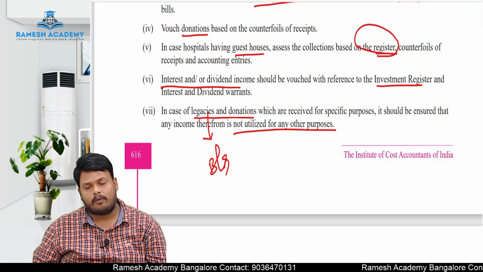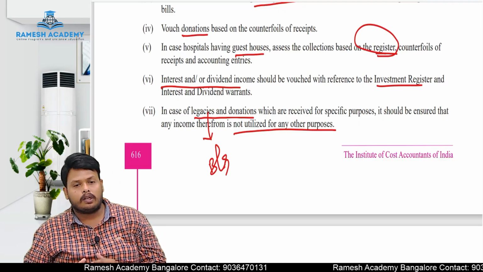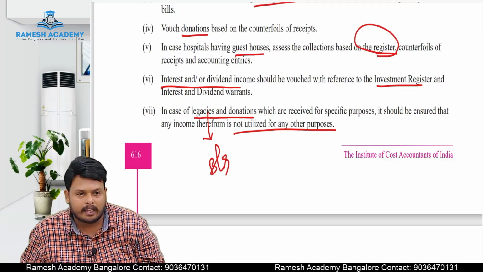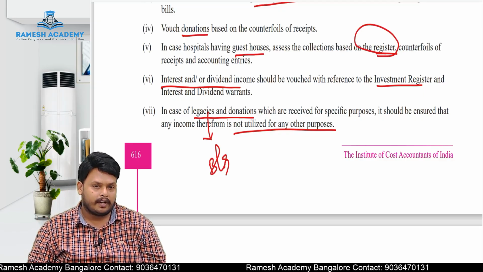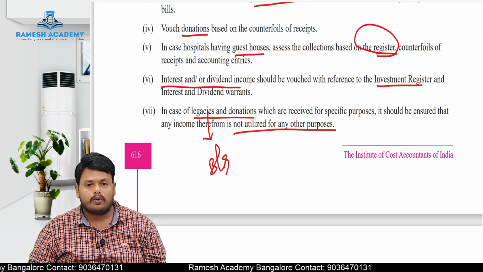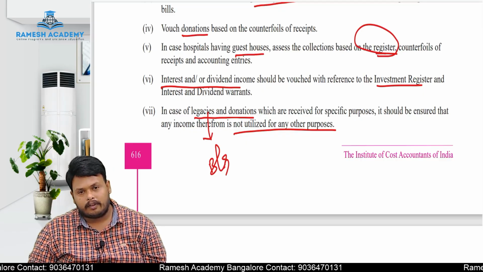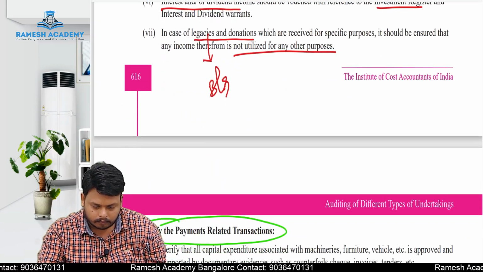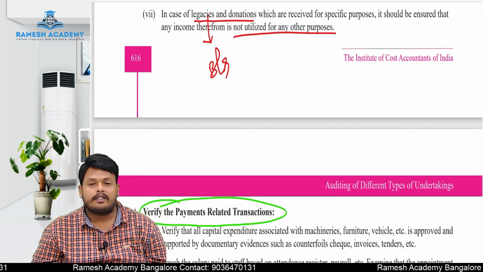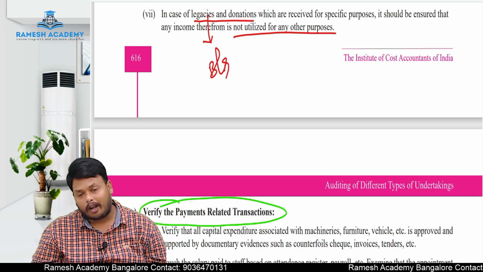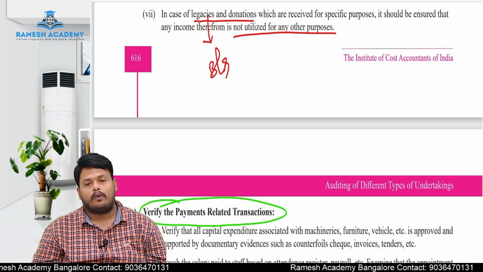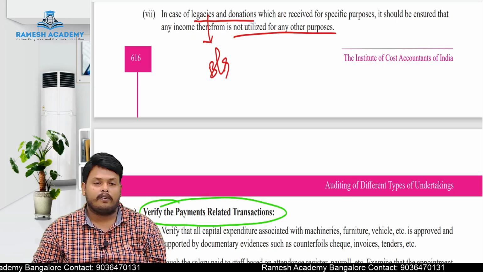idle in the current account. They will invest this amount in different areas. So when this amount is being invested in different areas, they have to see the interest received from the legacy. And whatever interest income is received, that interest income should not be taken under the revenue account. It should be added to that fund account only. That also the auditor should carefully examine.